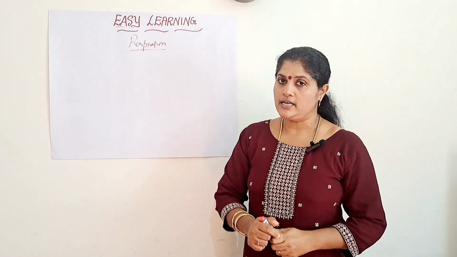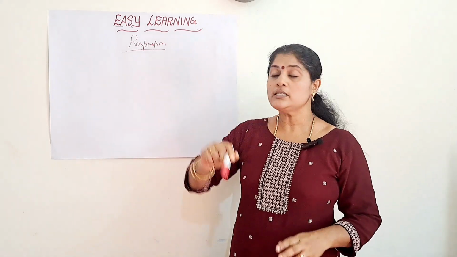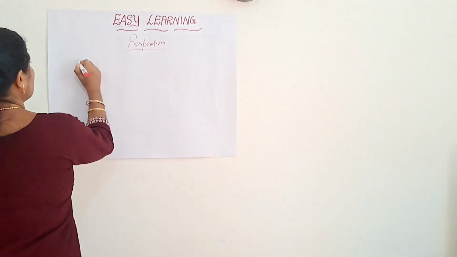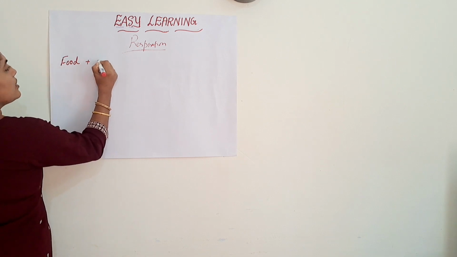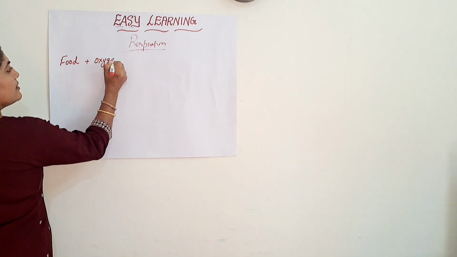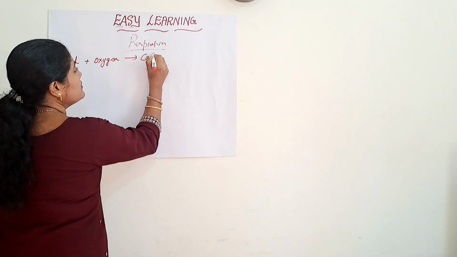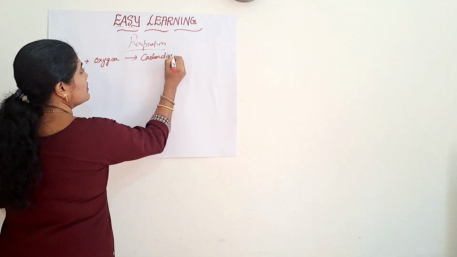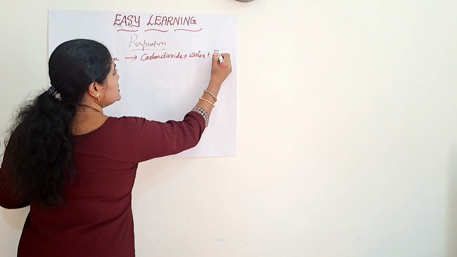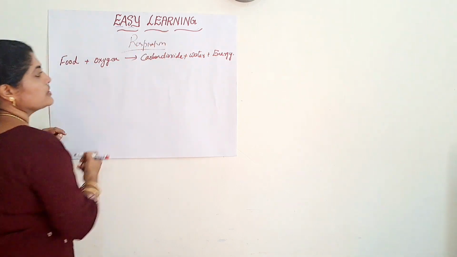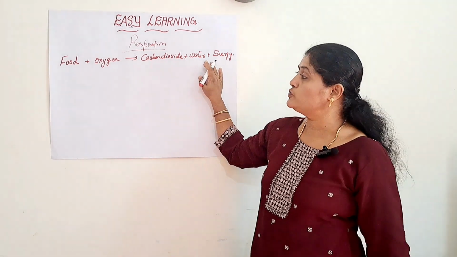After the definition, I'll just write the simple chemical equation of the process of respiration. That is food plus oxygen, then you will get carbon dioxide plus water plus energy. Okay, so this is the simple chemical equation for the process of respiration.